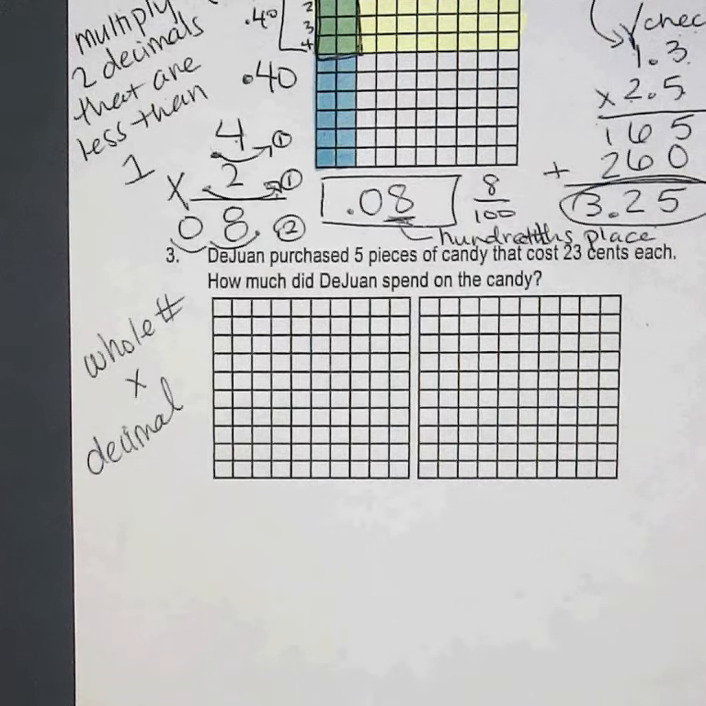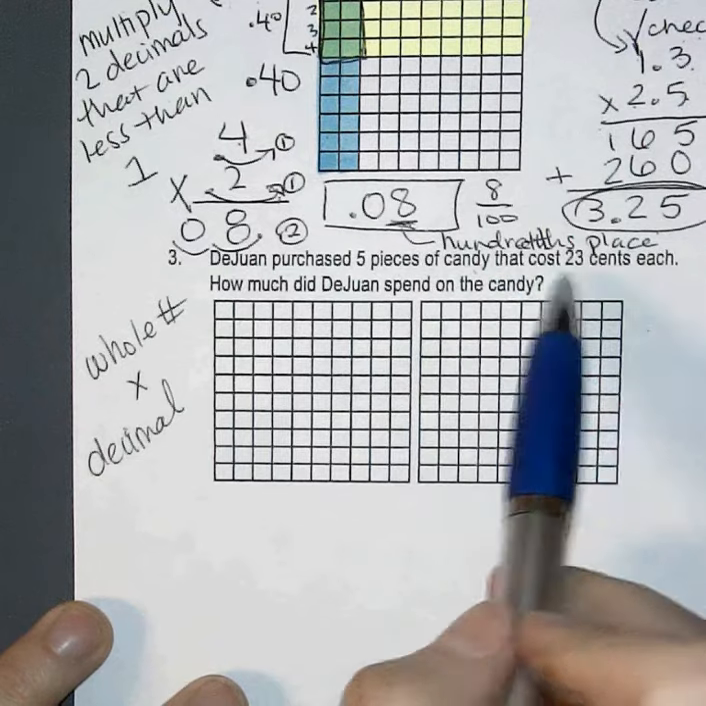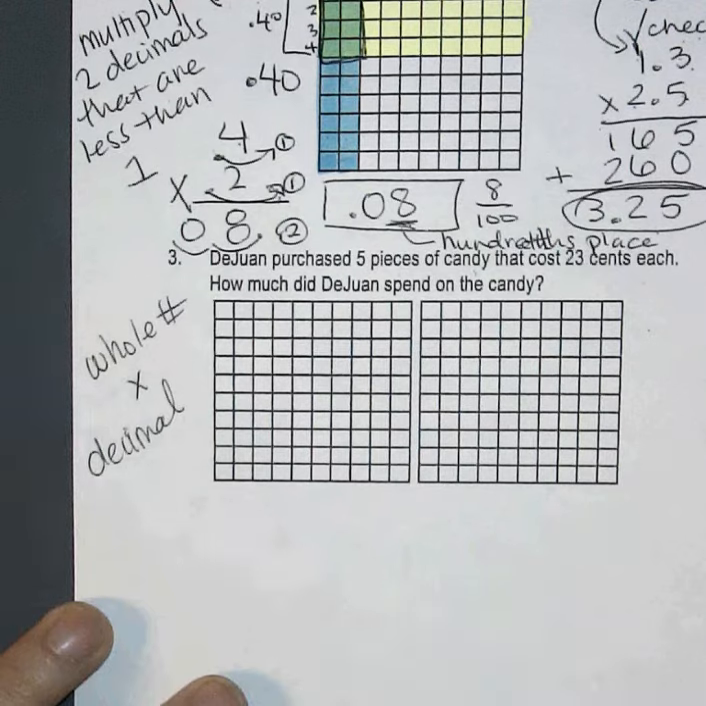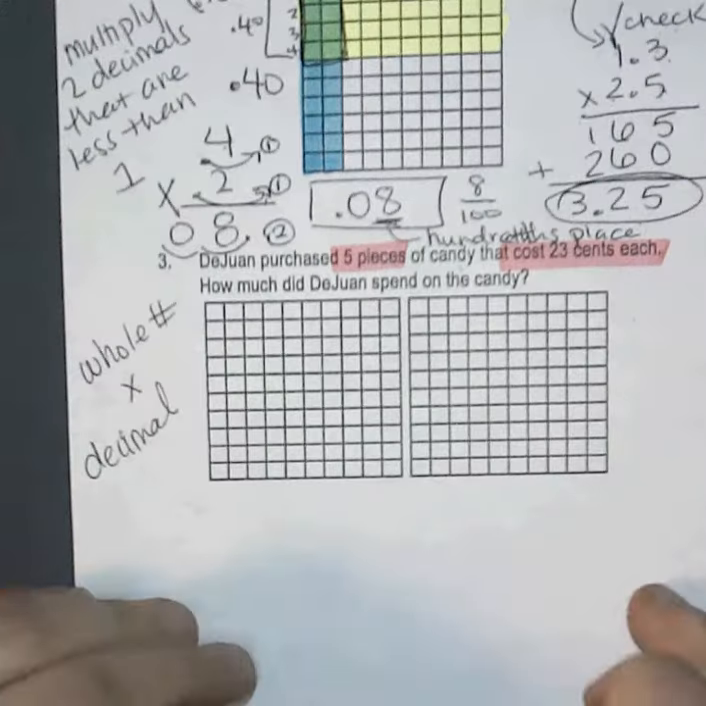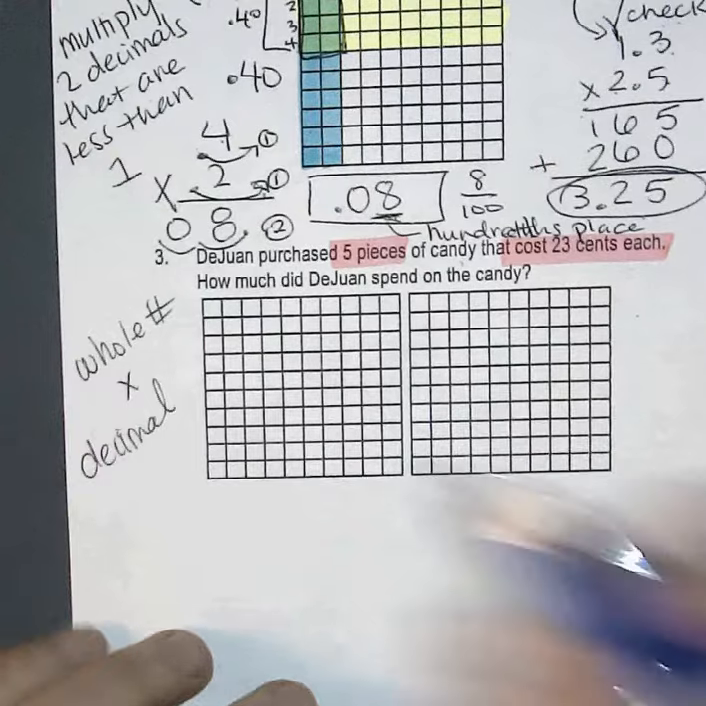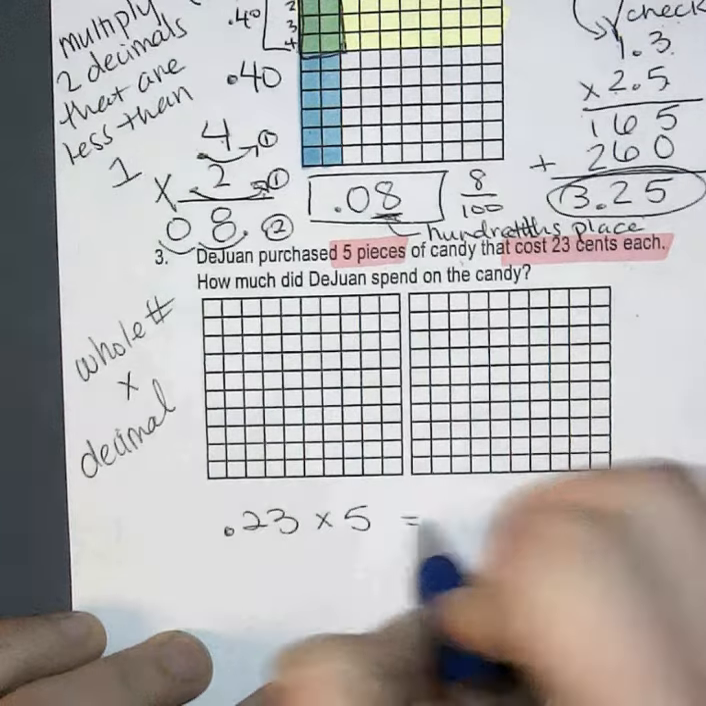So for the model, we're first going to read. Dewan purchased 5 pieces of candy that cost 23 cents each. How much did Dewan spend on the candy? First we'd figure out what information is important. Well, 5 pieces of candy that cost 23 cents each. You should figure out in your head first, what is that asking me to do? Well, it's asking me to multiply, right? We want to figure out how much he spent on candy. So if it's 23 cents a piece and we got 5 pieces of candy, we need to multiply that.